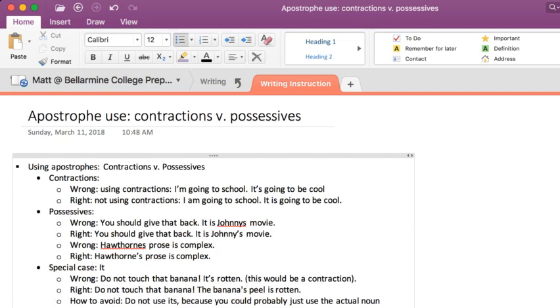Alright? So know when to use your apostrophes, know when not to use an apostrophe. If you're trying to make a contraction, stop yourself. If you're trying to make a possessive, go right ahead.